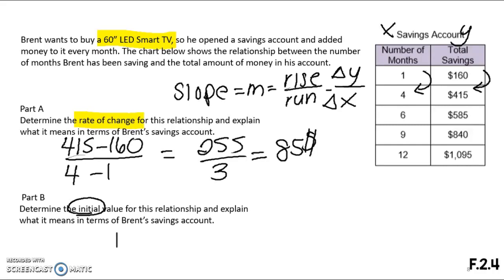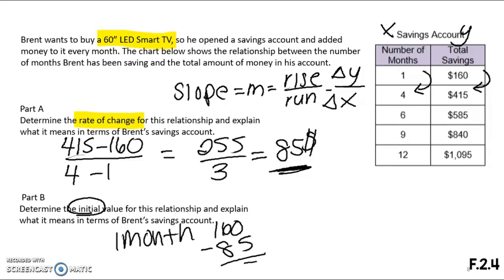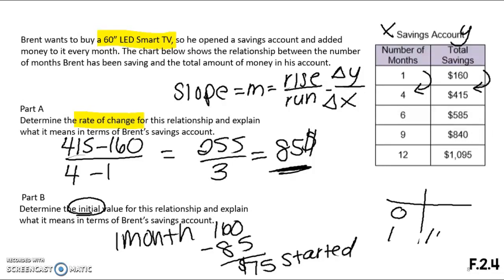Determine the initial value. If after 1 month he had $160, and I know that between 0 and 1 month he saved $85, I would want to subtract that out. So $75 is what he started with. If we were to continue this table, 0 to 1, we could figure this out. We know that this change is $85, so 75 would be where he started.